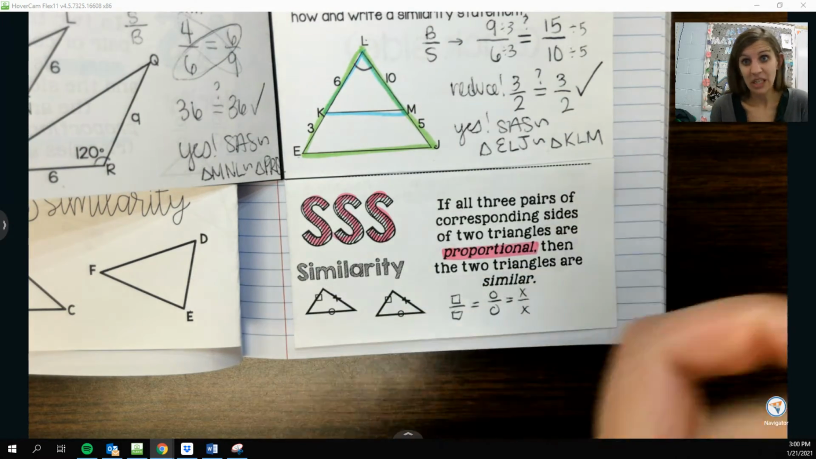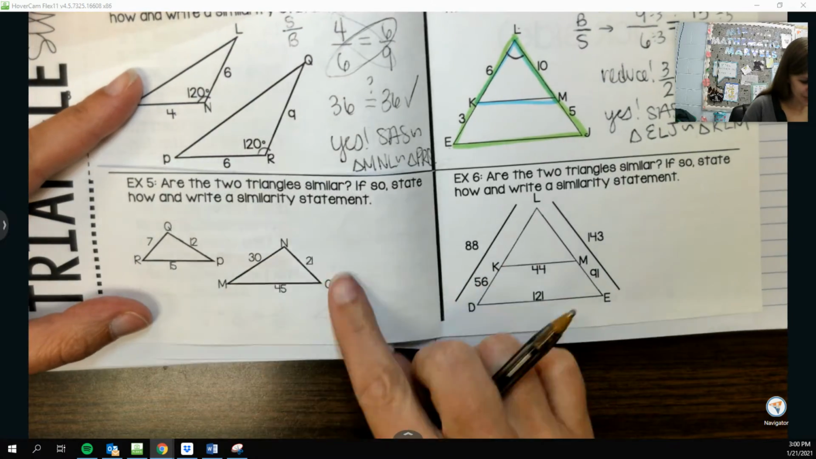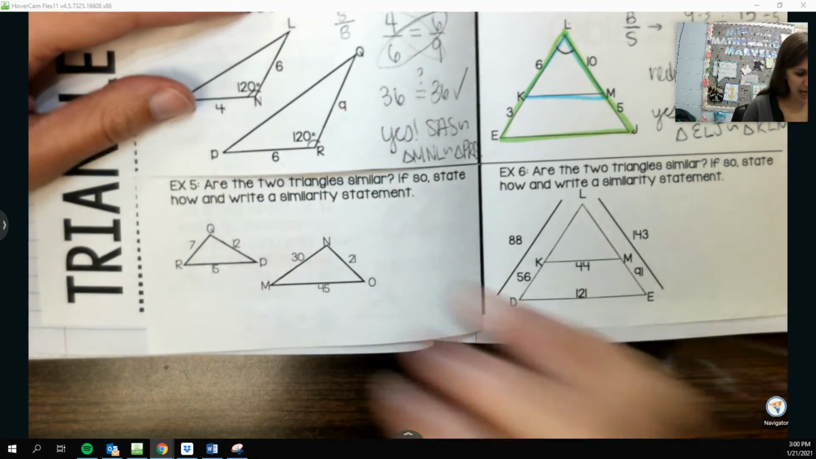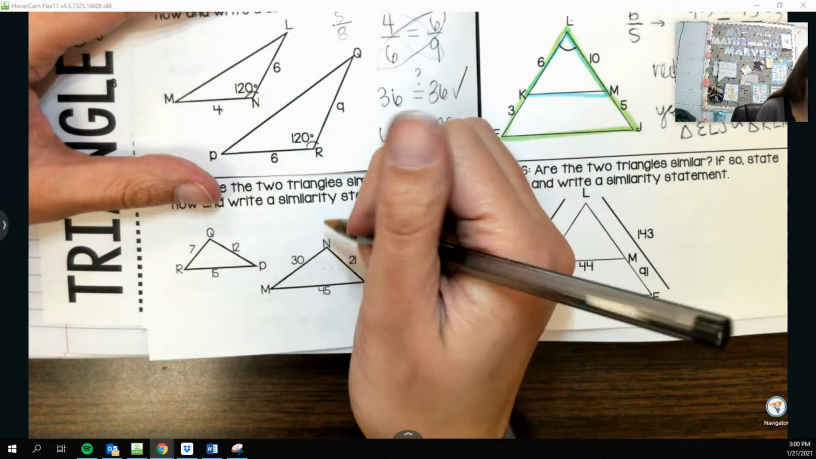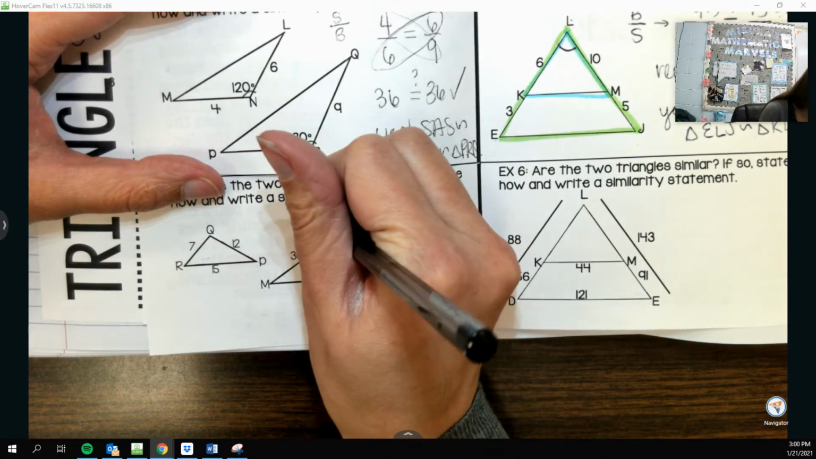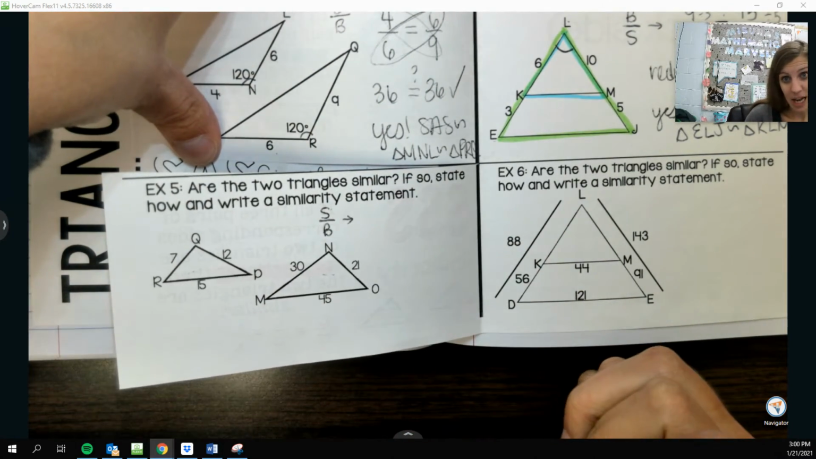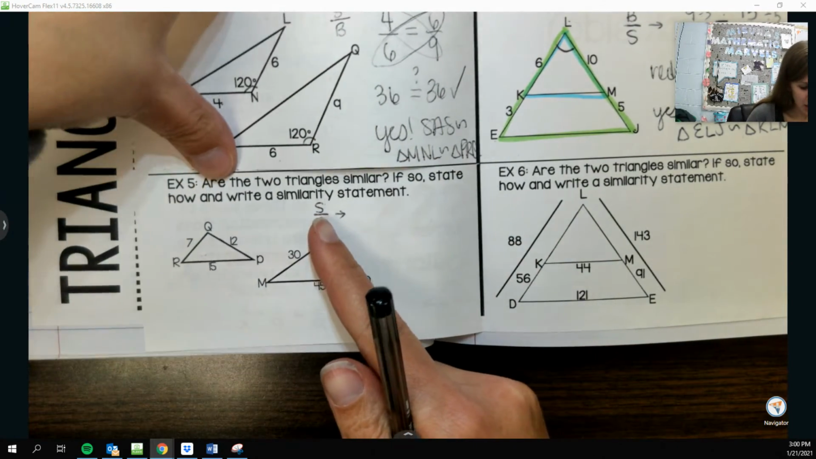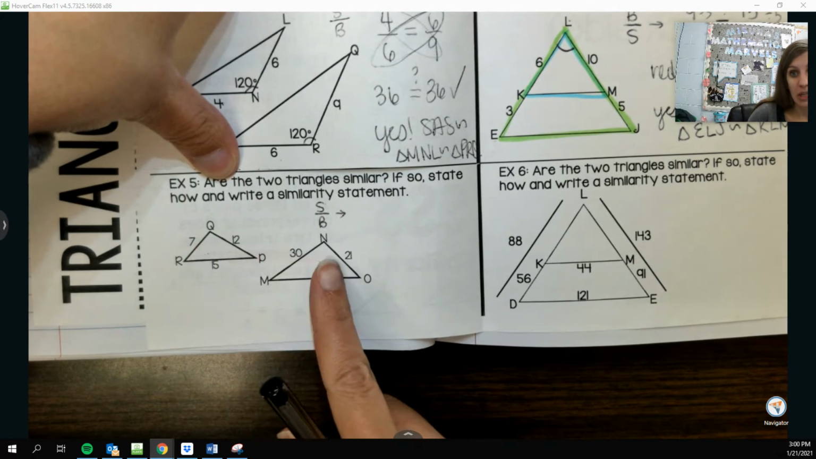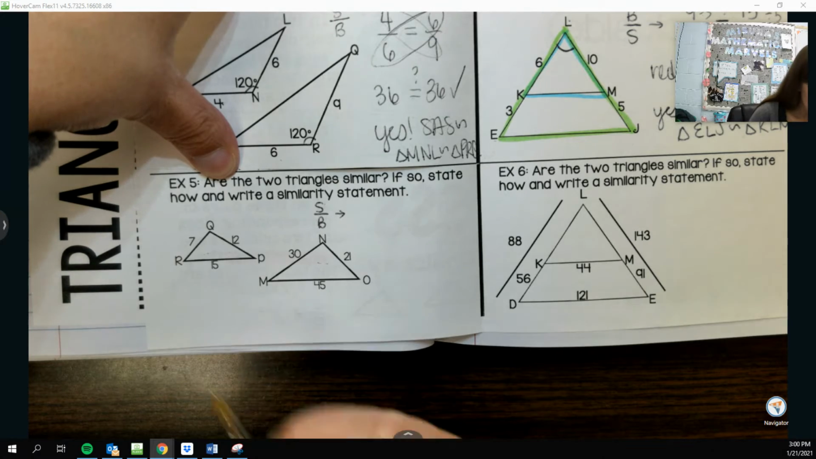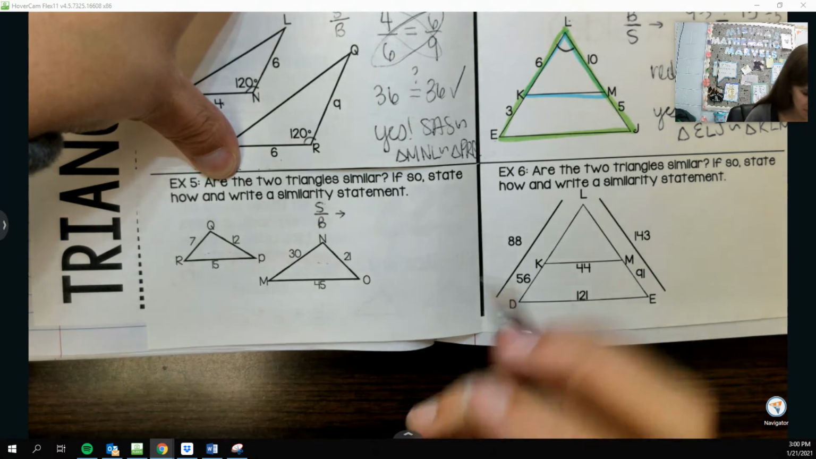I don't know. We need numbers. Let's try some. So, are the two triangles similar? If so, state how. Let's just go small to big, since that's the order that they're in. So small on top, big on bottom. And then when I write the fraction, I'm going to pick a side from the small triangle and match it up to its corresponding side on the big triangle. So I always like to go smallest to biggest as well, just to keep everything straight in my brain.